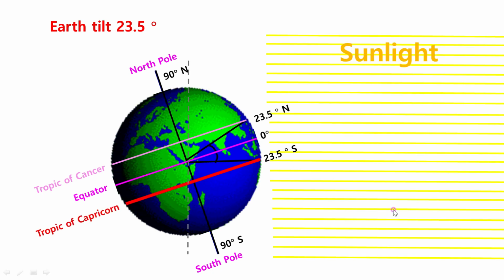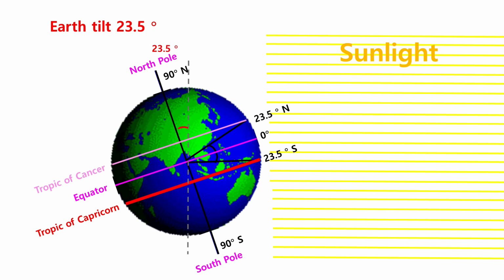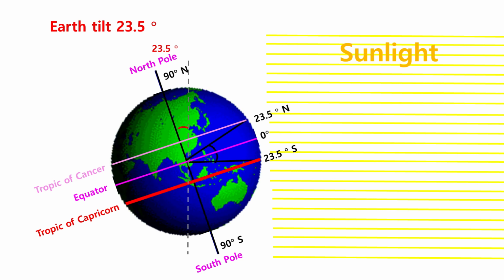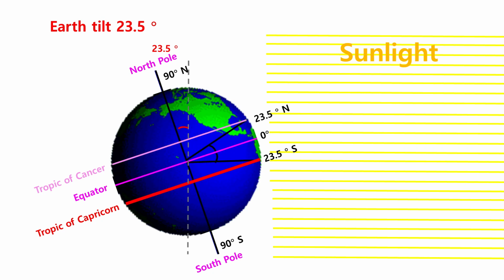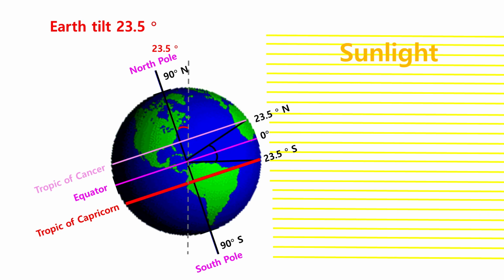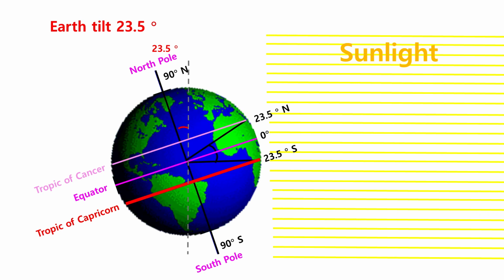Now the other special latitude on the Earth tilt is called the Tropic of Capricorn. The Tropic of Capricorn is defined as the latitude at which the sun is directly overhead at noontime on the first day of northern winter.